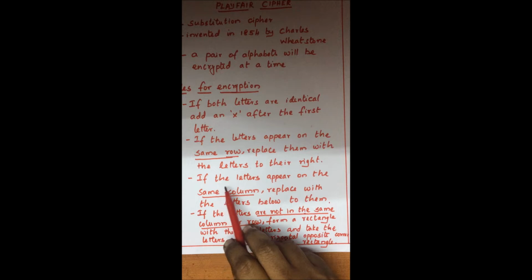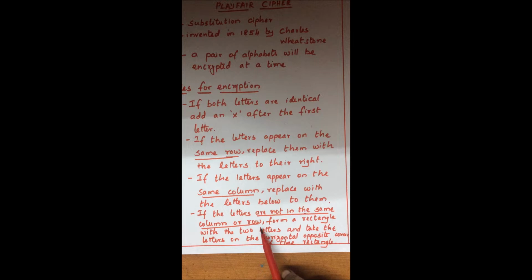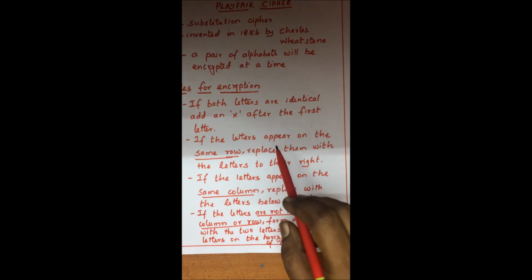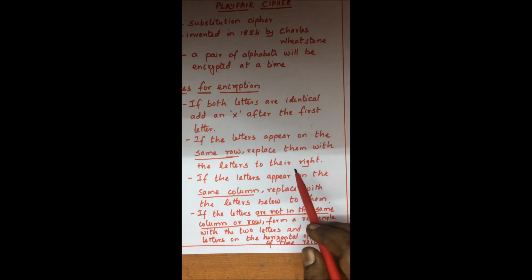The third rule is, if the letters appear on the same column, replace them with the letters below them. The fourth rule is, if the letters are not in the same column or row, form a rectangle with the 2 letters and take the letters on the horizontal opposite corner of the rectangle. You will understand more about the rules when we look into an example.